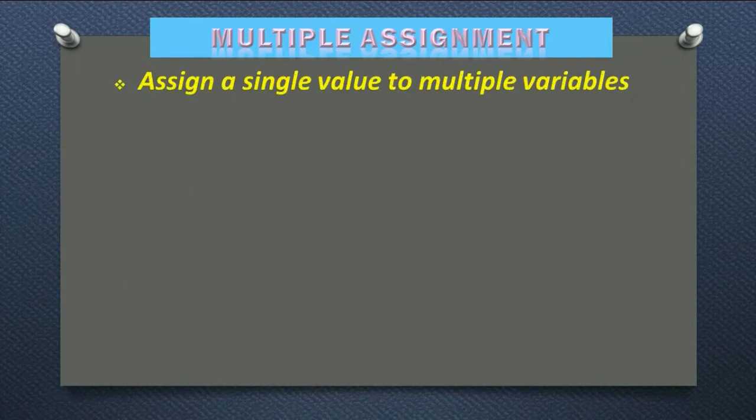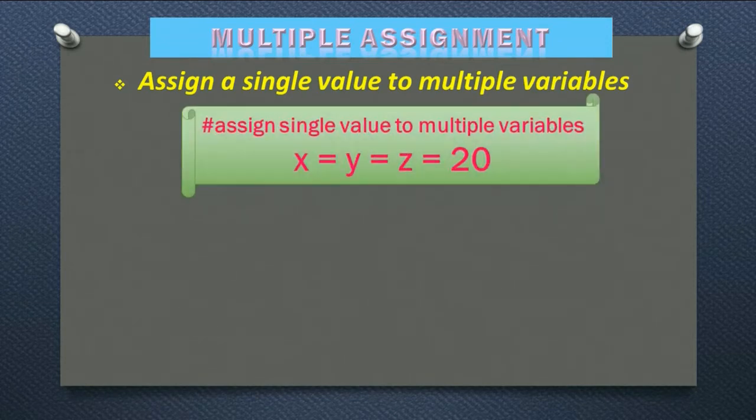Now, how can we do multiple assignment to variables? We can assign a single value to multiple variables. How? See here, there are three variables x, y and z. All three variables are assigned the same value 20. But how have we done this? See here: x = y = z = 20. It will work from right to left. 20 will be assigned to z, then the value of z will be assigned to y, and in turn the value of y will be assigned to x.